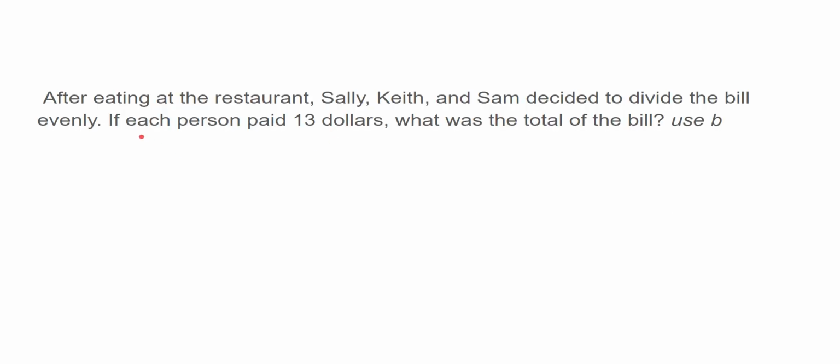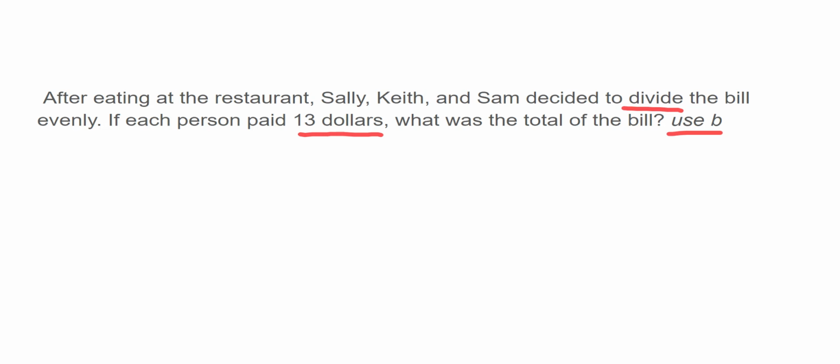First one. After eating at the restaurant, Sally, Keith, and Sam decided to divide the bill evenly. If each person paid $13, what was the total of the bill? And it tells us that we're going to be using the letter B to represent the total of the bill.